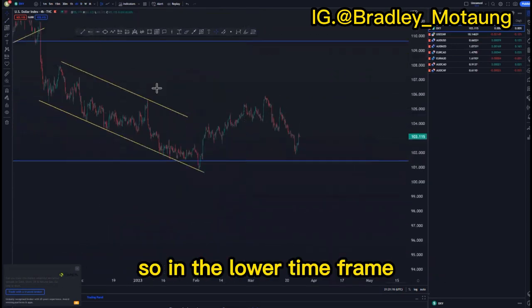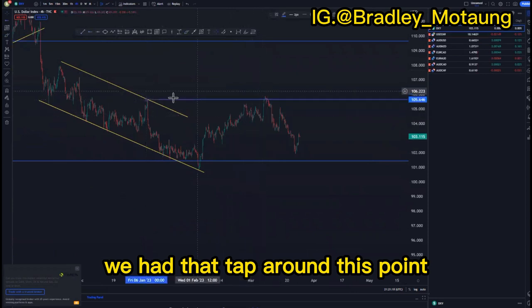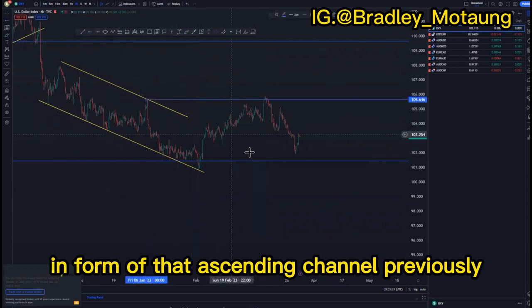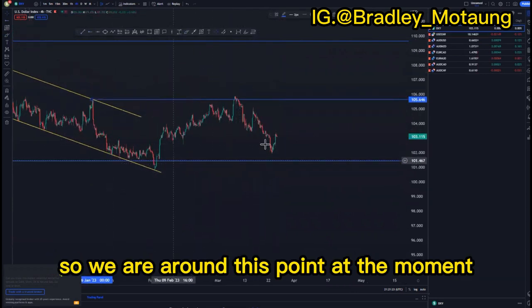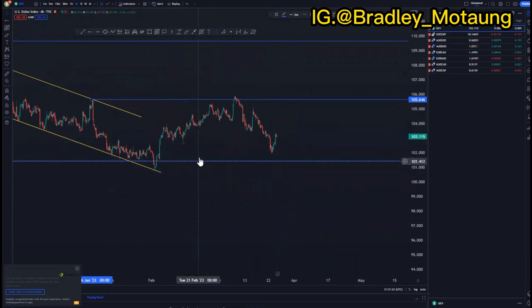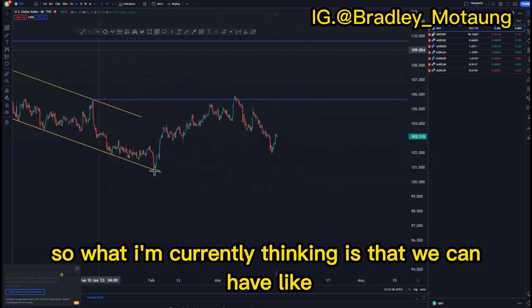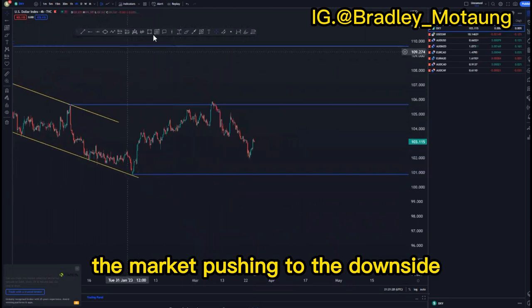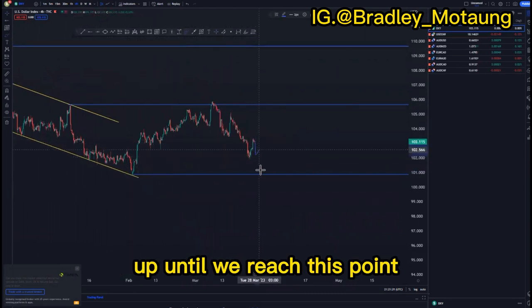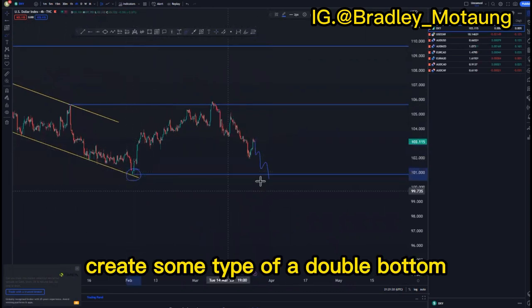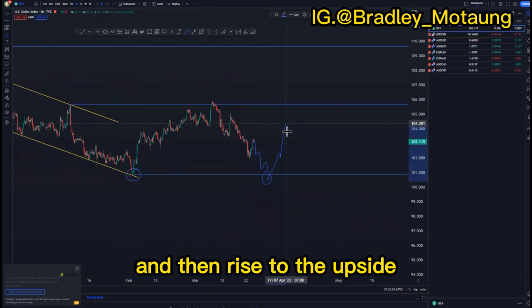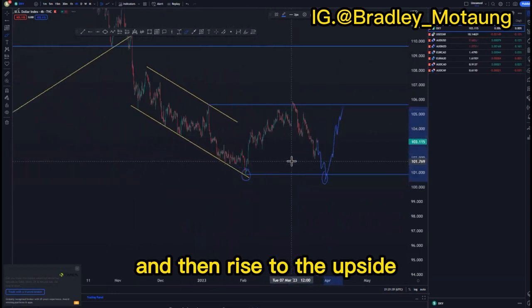So on the lower time frame, we had that tap around this point in the form of that ascending channel previously. So we are around this point at the moment. What I'm currently thinking is that the market can push to the downside until we reach this point, create some type of a double bottom, and then rise to the upside.